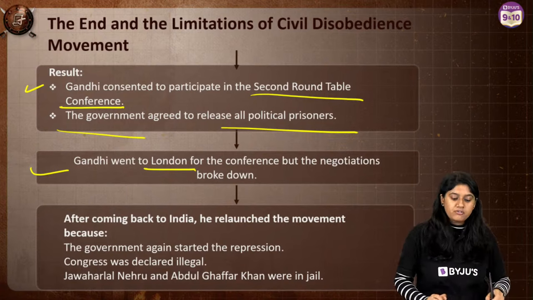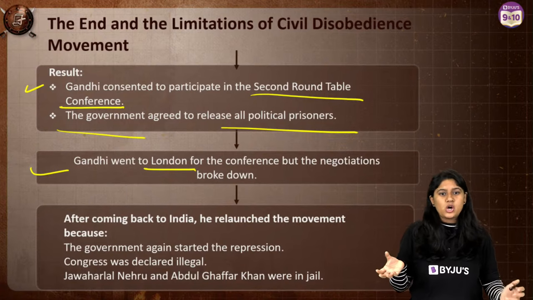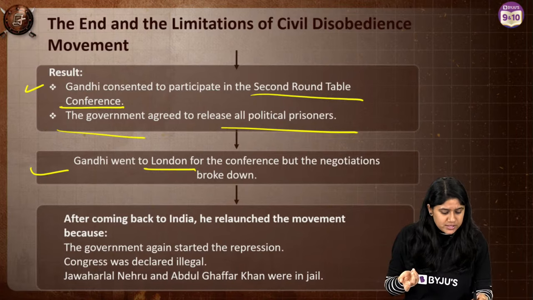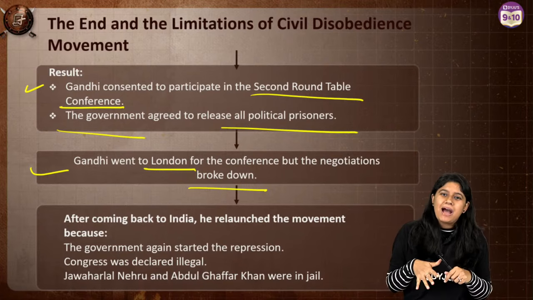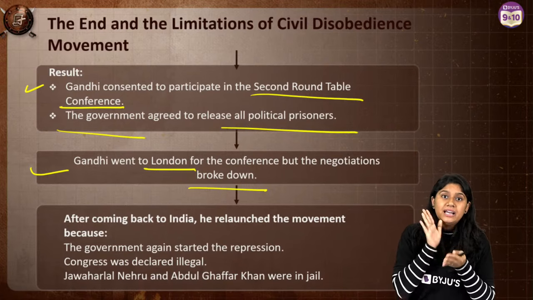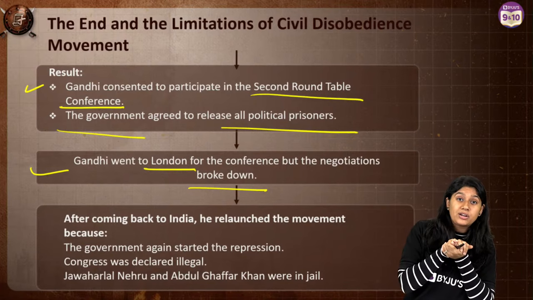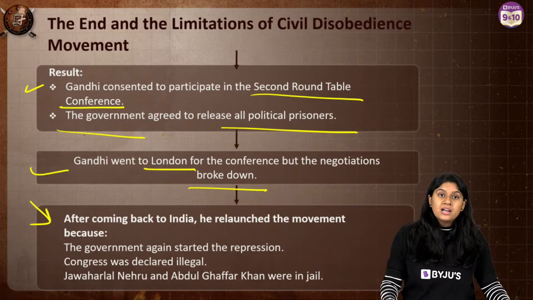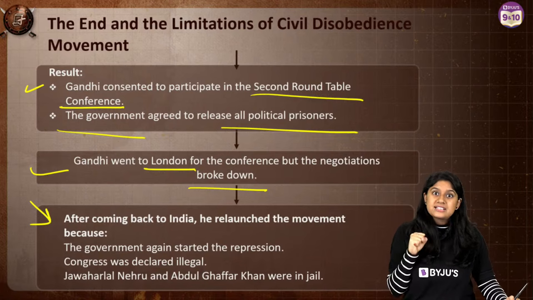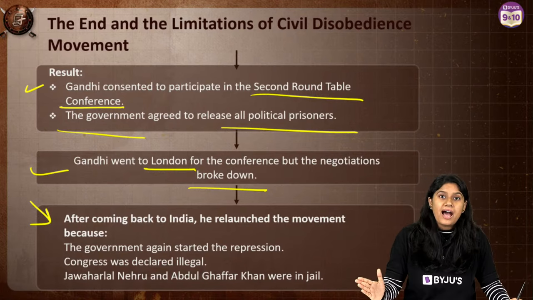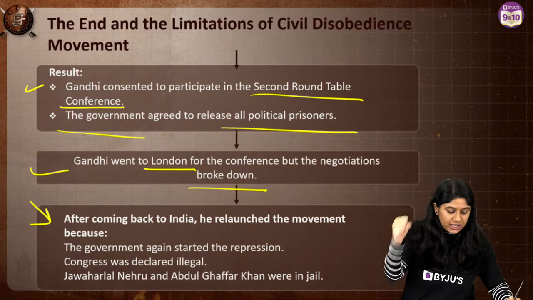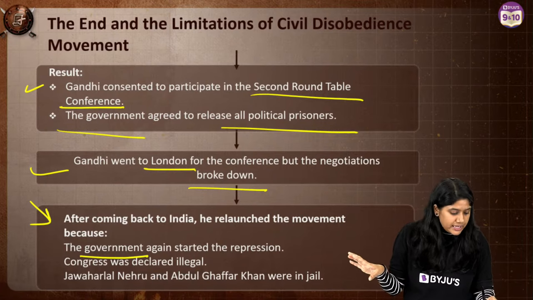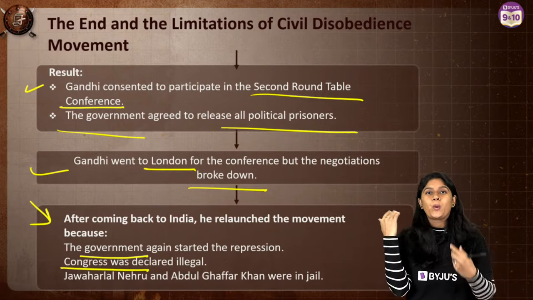Gandhiji went to London for the conference, but the negotiation was not in his favor. The negotiation broke down and he came back empty-handed. Unfortunately, the second round table conference did not have any great news for India. So when he came back to the country, he was like, you know what? They promised us something and we have not received it. So we'll relaunch the movement. They started the movement again, but again it got repressed. It didn't go well as planned.